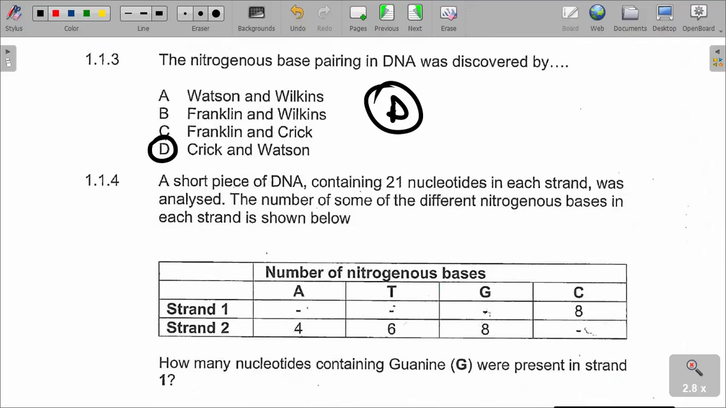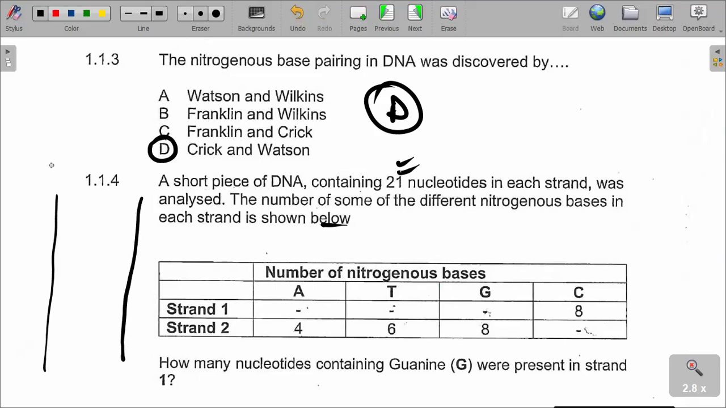And then a short piece of DNA containing 21 nucleotides in each strand was analyzed. The number of some of the different nitrogenous bases in each strand is shown below. I'm quite aware that at grade 12, we know very well that the DNA strand is a double helix. It has two strands. It has strand 1 and strand 2.